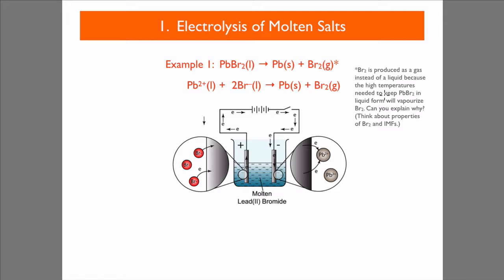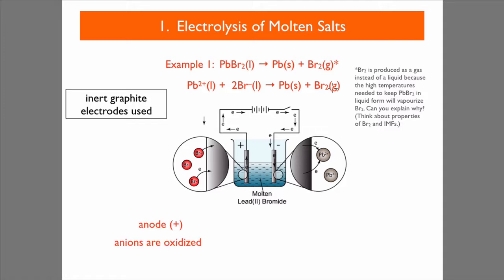So what have we got? We've got lead cations, bromine anions, both liquid, giving us solid lead and gas. We're using inert graphite electrodes. Anode is positive because it's where the anions are oxidized, and so the bromide ions are forming bromine gas and giving up electrons, which are pumped around the circuit, although they couldn't at the moment because the switch is open. I'm just going to close the switch.